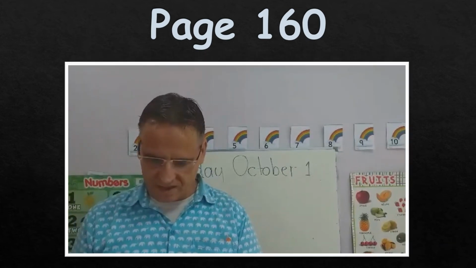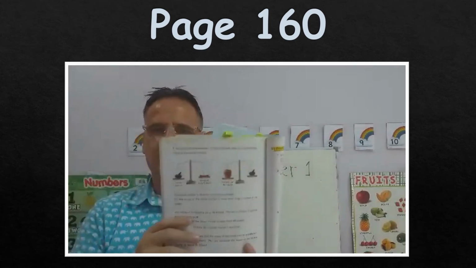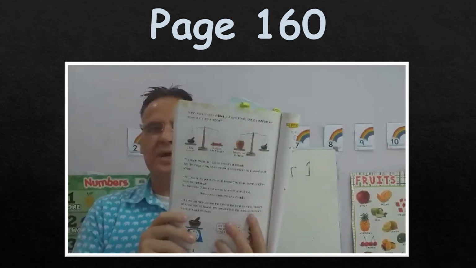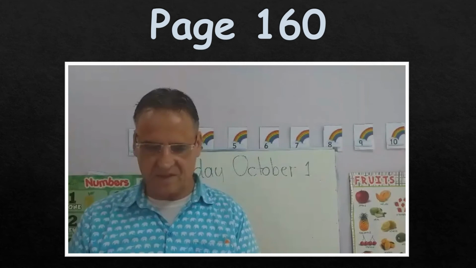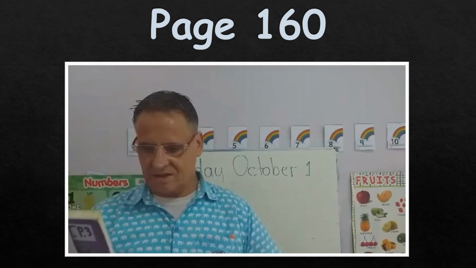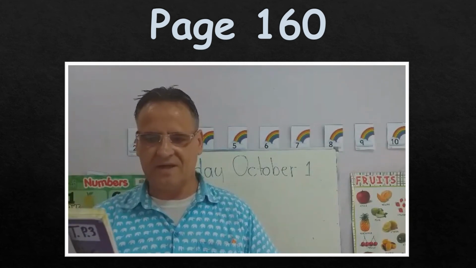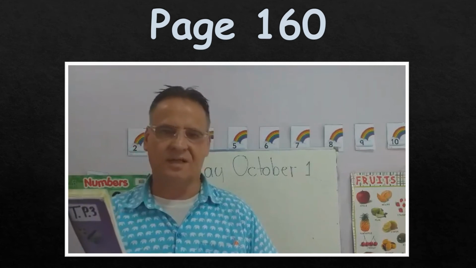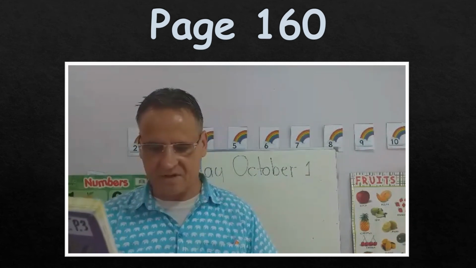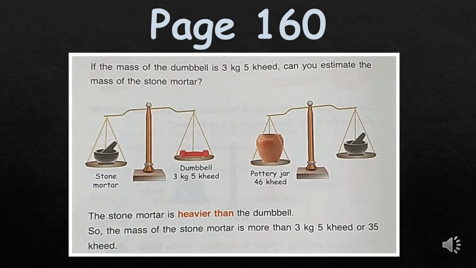Okay, now please go to page 160. So turn the page and let's go to page 160. So you see that different objects. One is heavier than the other, one is lighter than the other. So let's have a closer look at that one as well. Okay, some more examples. Look at the scale. The first scale. One says stone mortar, and on the other side a dumbbell.